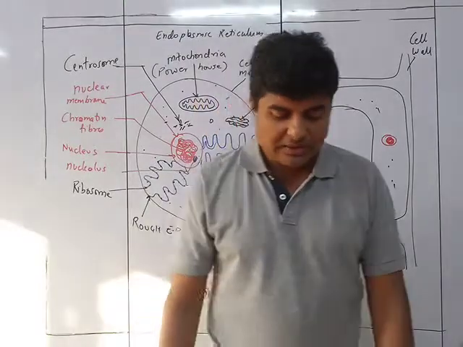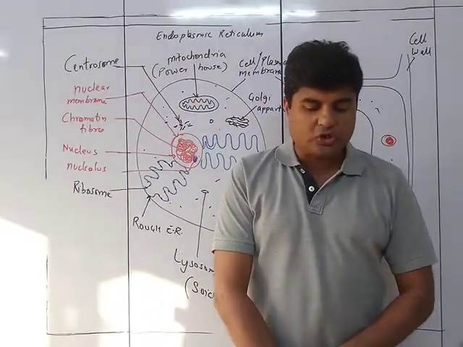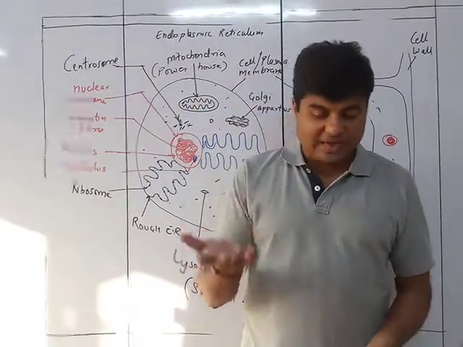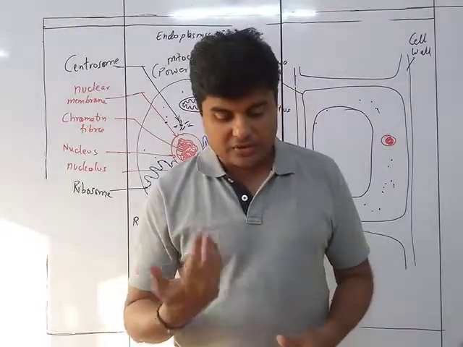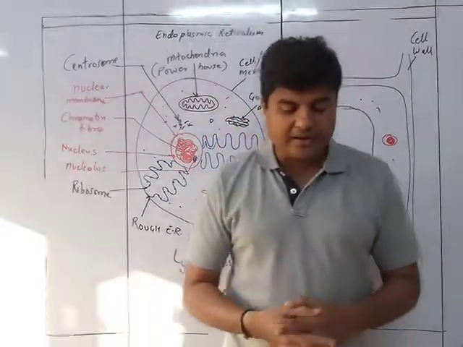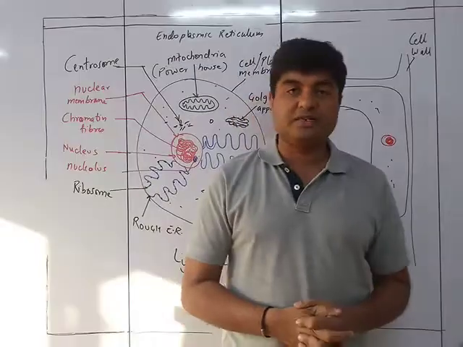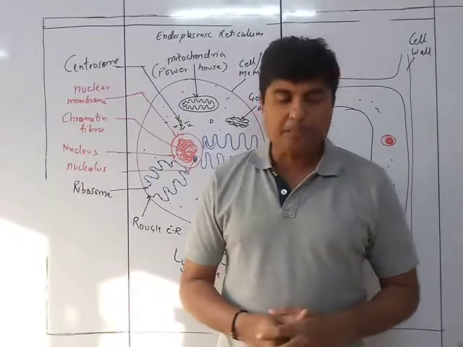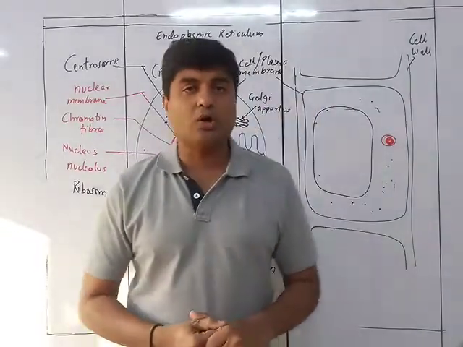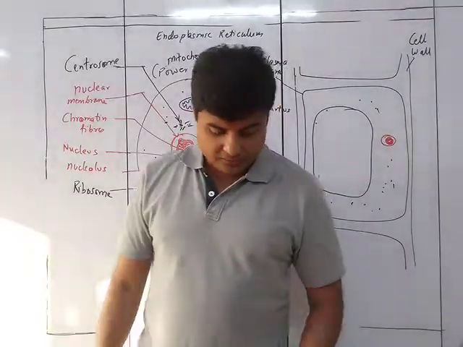Finally, granules: small granule particles, crystals or droplets. They could be of starch in plant cells, glycogen in animal cells, and fat-containing granules serve as food for the cells. So this is about the different parts of the cell, that is, the cell organelles.